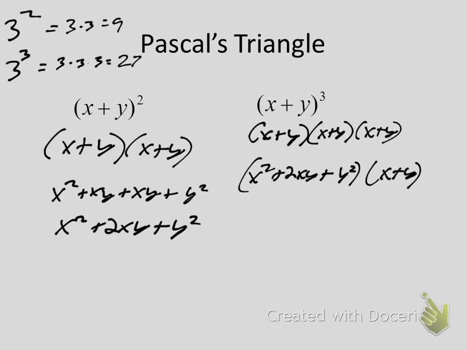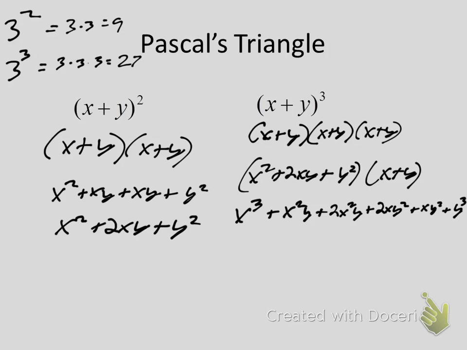So x squared times x gives you x cubed plus x squared times y is x squared y plus 2xy times x is 2x squared y plus, I'm going to run out of space, 2xy times y is 2x y squared plus y squared times x is xy squared plus y cubed.